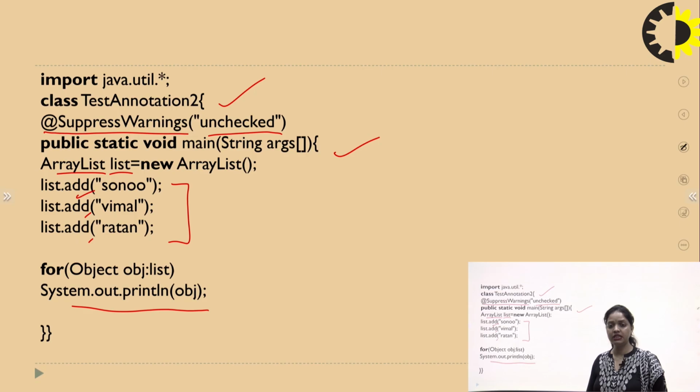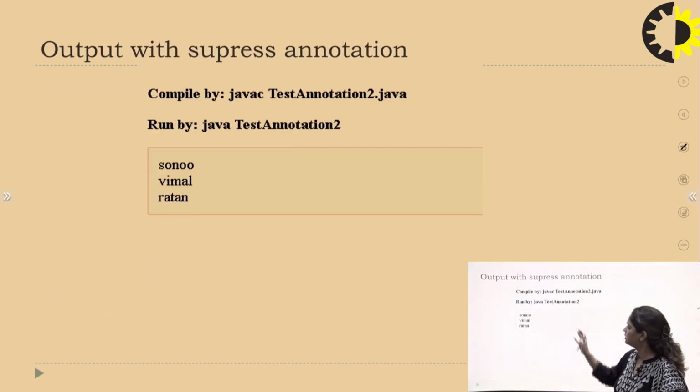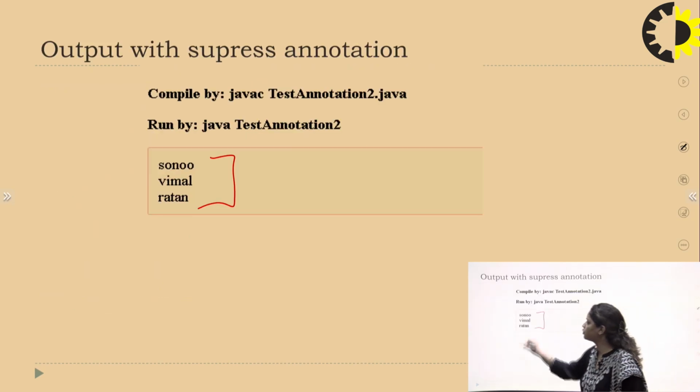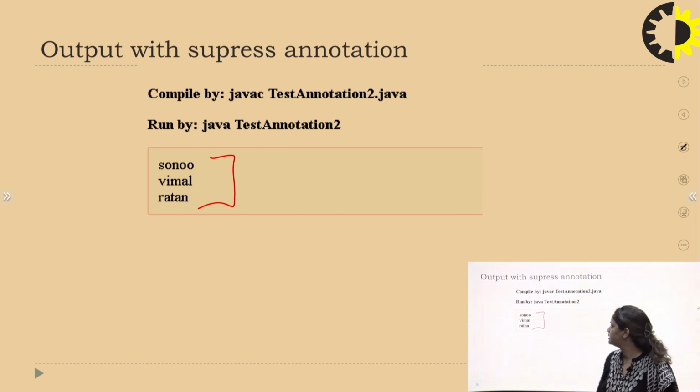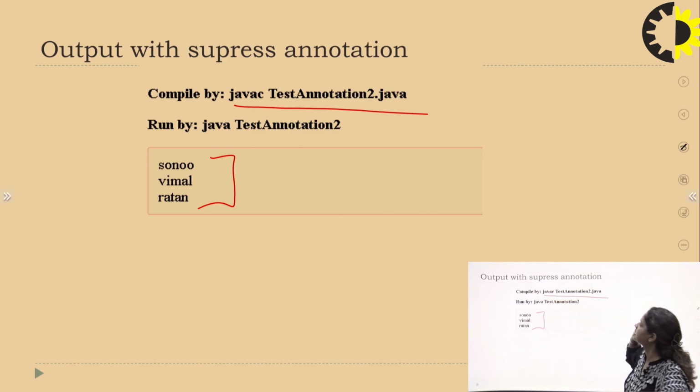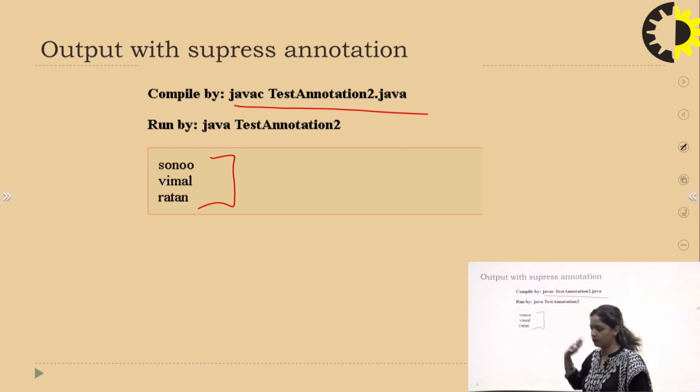But what will be the difference between a SuppressWarnings annotation and without a SuppressWarnings annotation? Let's have a look at the output. With @SuppressWarnings, we will be getting only the outputs Sonu, Vimal, Ratan, which is inserted in the list. And there will be no warning issued by the compiler. It is simply written that Java test annotation Java will be compiled and this will be the run program.